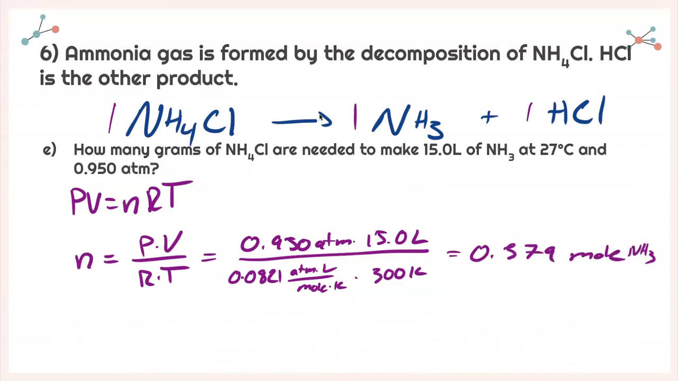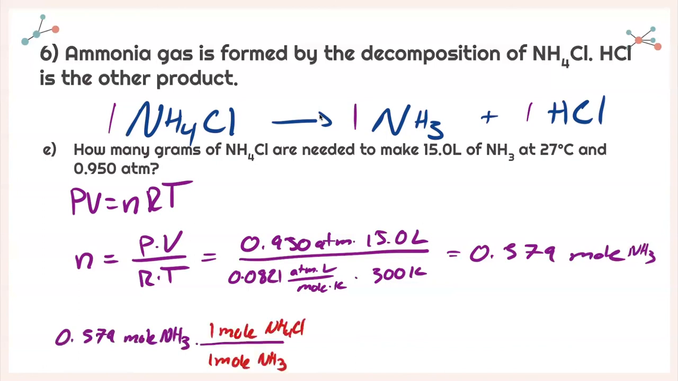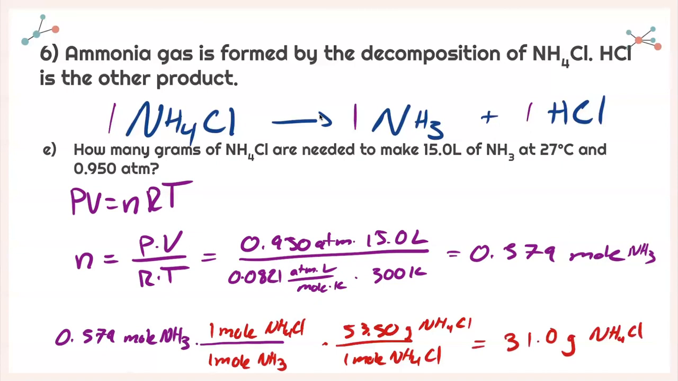Now that I have moles of ammonia, let's solve for the grams of ammonium chloride. First thing I'm going to do is I need to convert my moles of ammonia into moles of ammonium chloride. And I can use my balanced chemical equation to create this ratio. After that, I can convert my moles of ammonium chloride to grams of ammonium chloride using my molar mass. And then I can just plug all of this into my calculator and get 31.0 grams of ammonium chloride are needed.